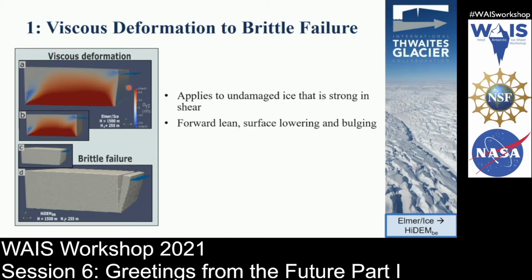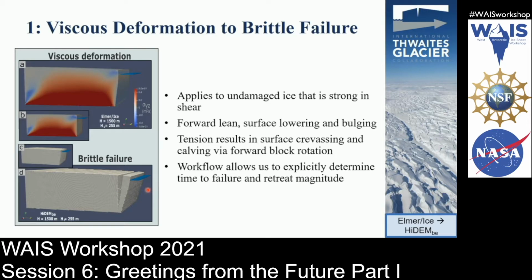And when we take this Elmer/Ice deformed geometry and use it to initialize a HiDEM simulation, we see that tension resulting from that forward lean results in surface crevassing and calving via forward block rotation. And this workflow uniquely allows us to explicitly determine how long it takes for that failure to occur and what the magnitude of that retreat is going to be.